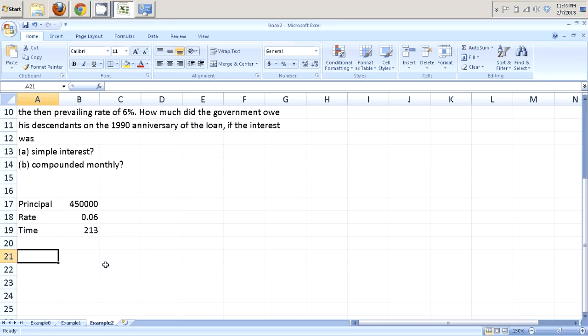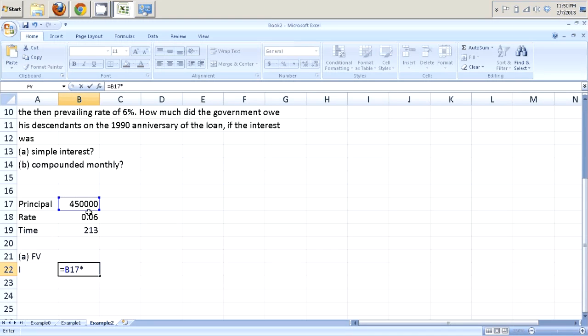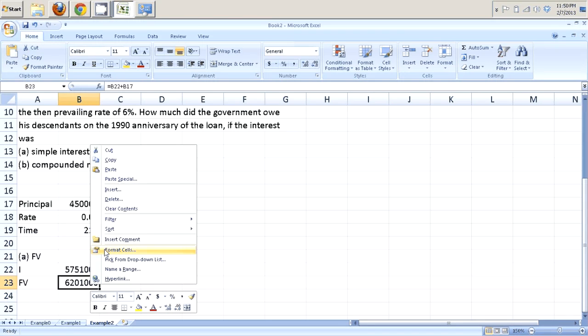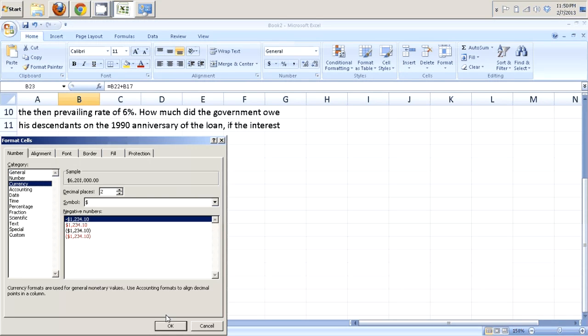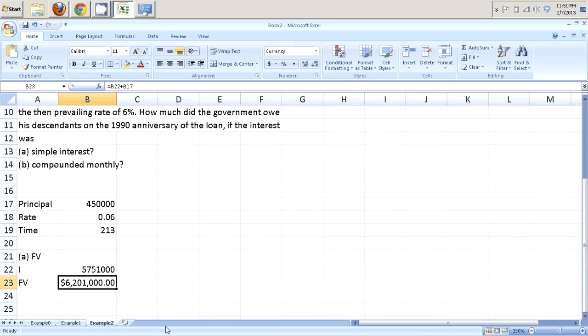All right, well, let's do some simple interest. So we want to find the future value on the loan. Remember, we've got the present value plus the interest. The interest is just principal times rate times time. The future value, we add the interest plus the principal, and that's where we're at. Now let's format this so it actually looks like money for a second. That's $6.2 million. Not bad.